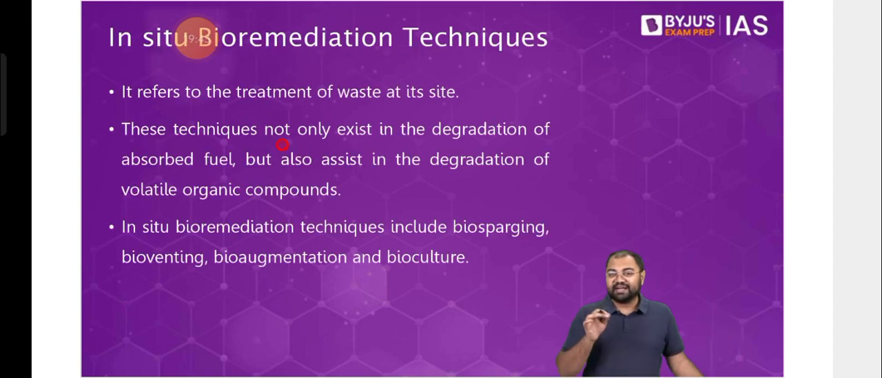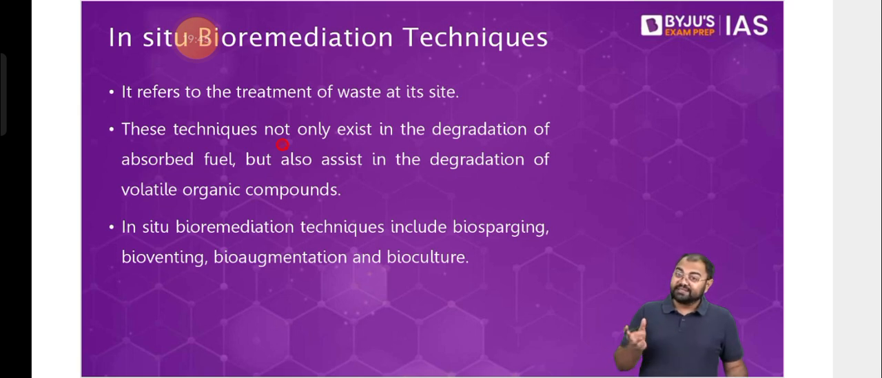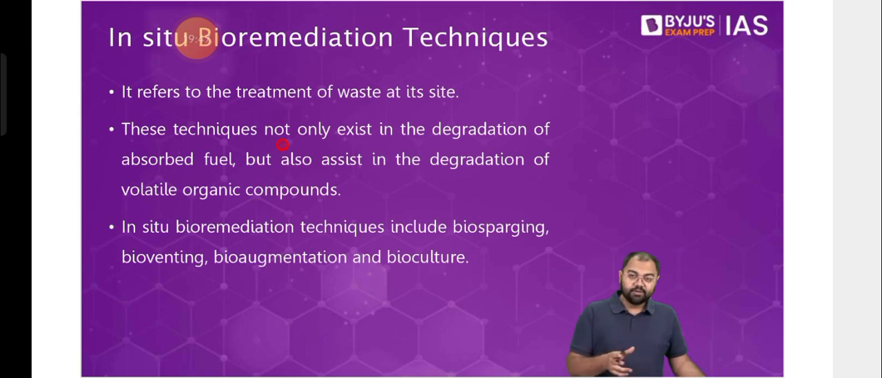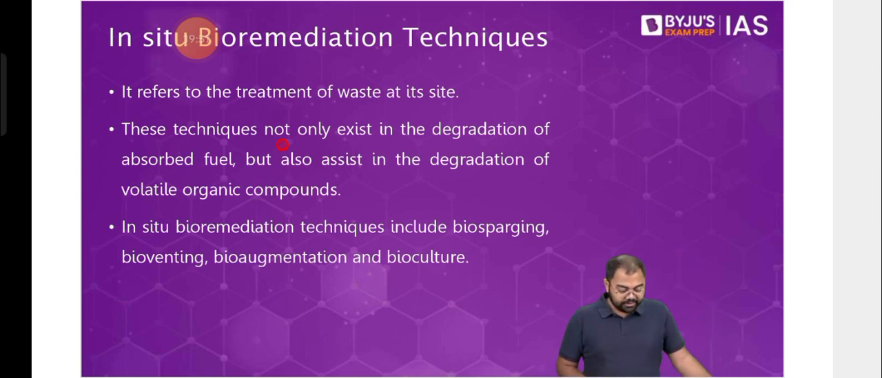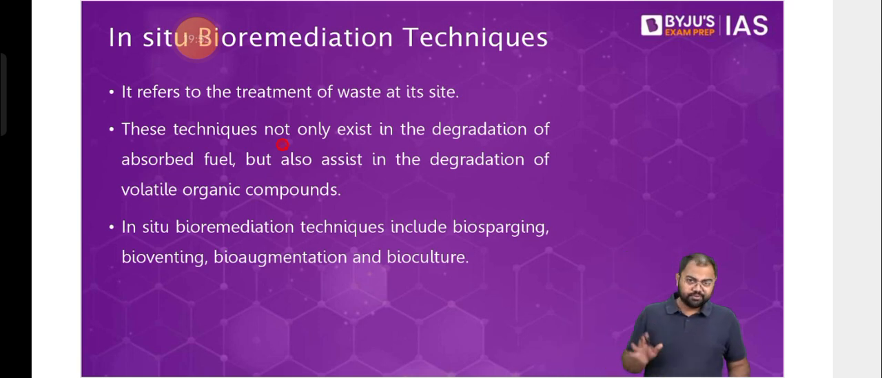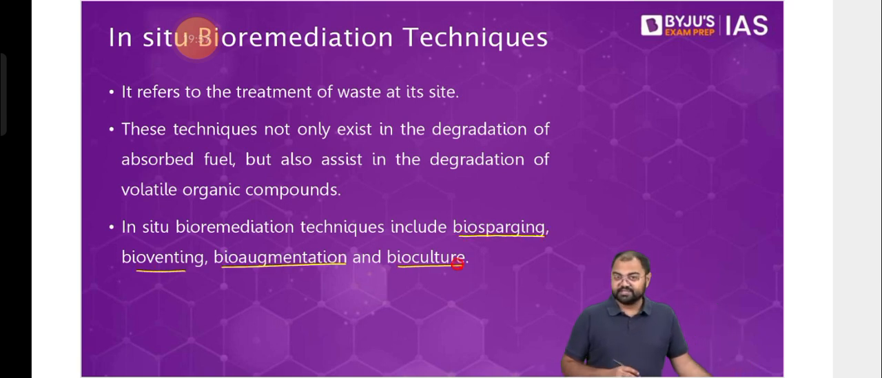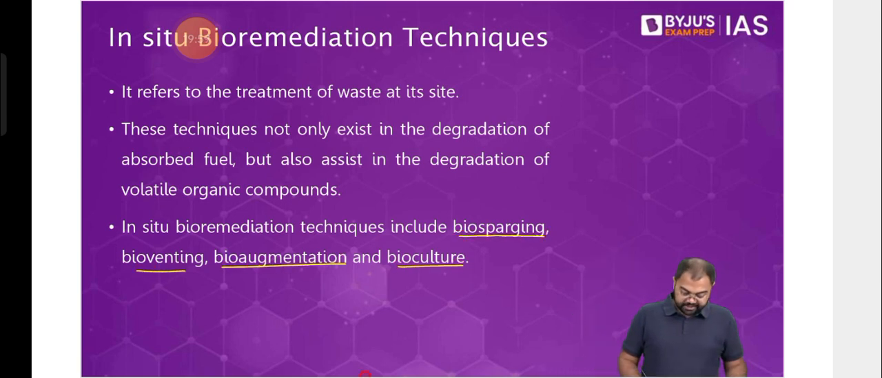When we say in situ, at the site, it means that we are trying to treat the waste at the site of contamination itself. Wherever contamination has happened, we are trying to treat it at that particular site itself, and that is called in situ bioremediation. In case of in situ bioremediation, there are multiple different types of processes used. For example, we have biosparging, bioventing, bioaugmentation, bioculture, etc. There are multiple different kinds of methods that we can use.